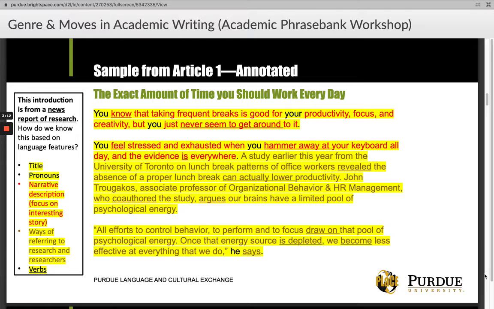Lots of narrative description, so it's telling a story. And then we could look at the ways that the writer refers to research. Again, there's this background and narrative story going on. And then we could also identify the verbs as referring to discussion. So verbs like says, there are a lot of action verbs.